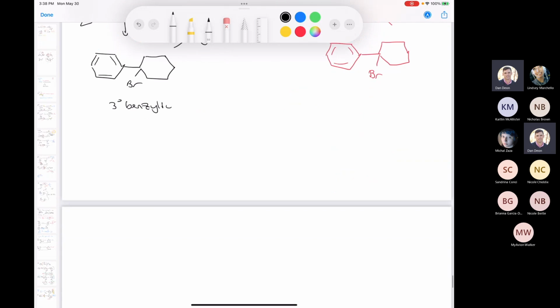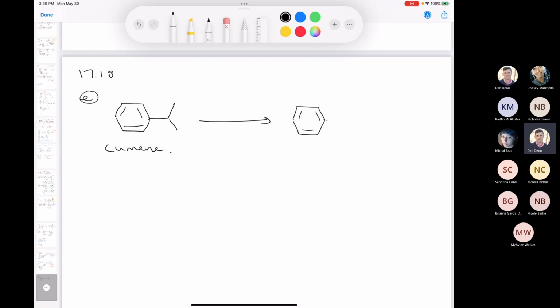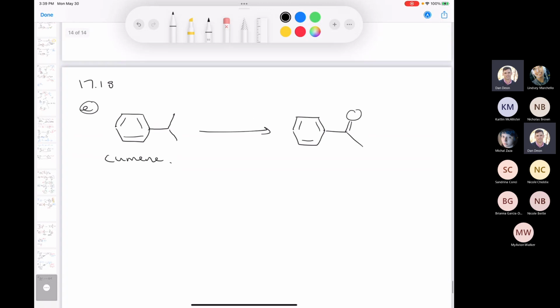And the last one that we're going to do for today is 17.18E, where we're taking cumene or isopropyl benzene. So this compound here is called cumene. You could call it isopropyl benzene either way. And we want to make acetophenone from cumene. How would we go about doing that? Well, you can see that we lose a carbon somewhere along the way. And how would we go from having 6, 7, 8, 9 carbons to 8 carbons?